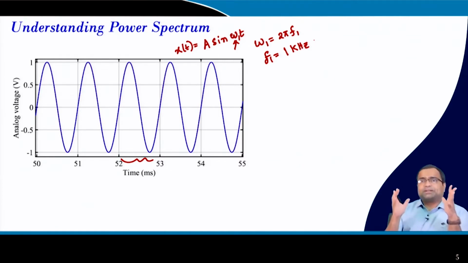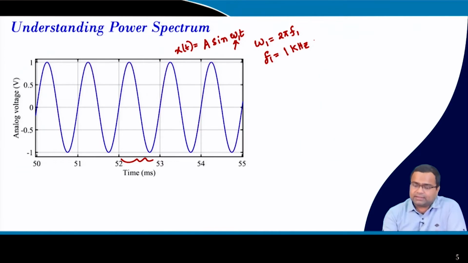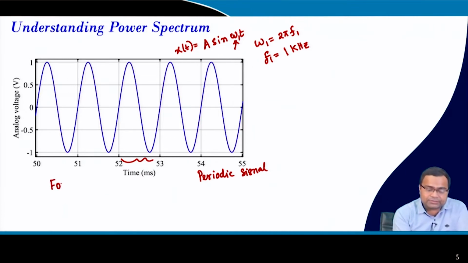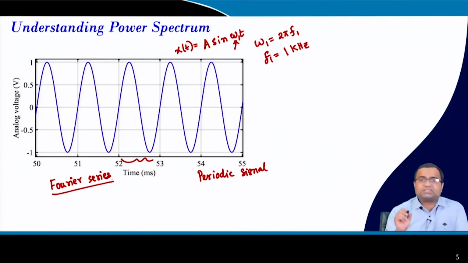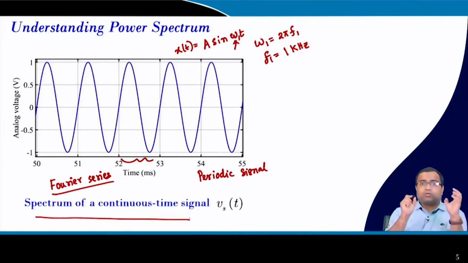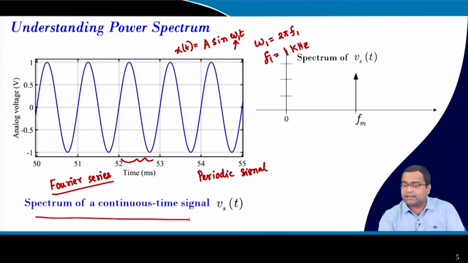Now, if we do power spectrum, this is a periodic signal, right. And if we want to extract the frequency component of a periodic signal, then what we should do? We go for Fourier series, right. I am not going into too much mathematics of that because these are well established and it is a different course, but if we apply Fourier series, we get the power spectrum of this continuous signal, and it will be simply a single frequency component.